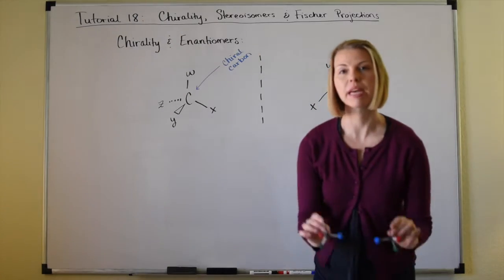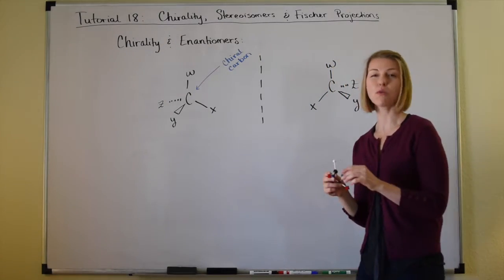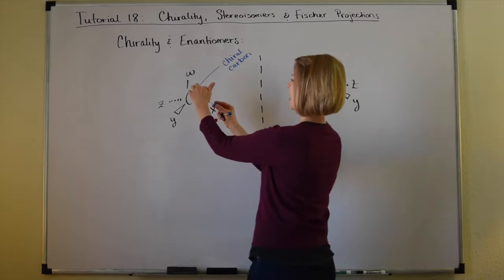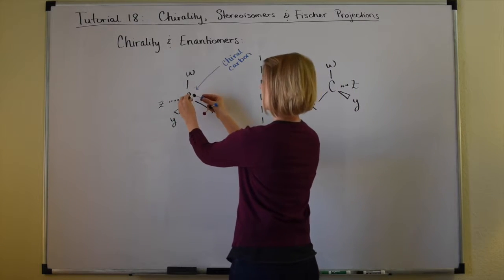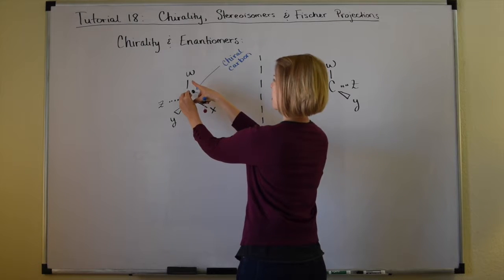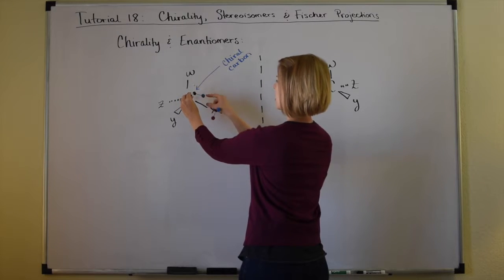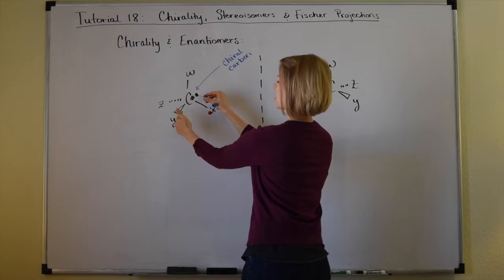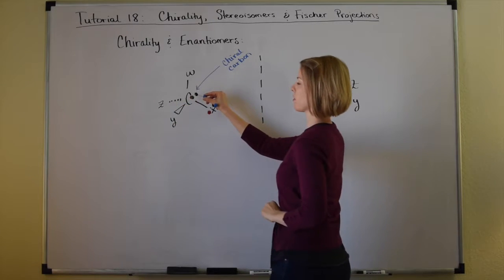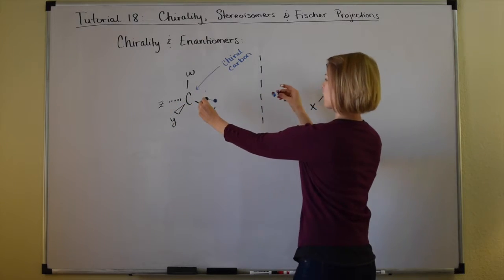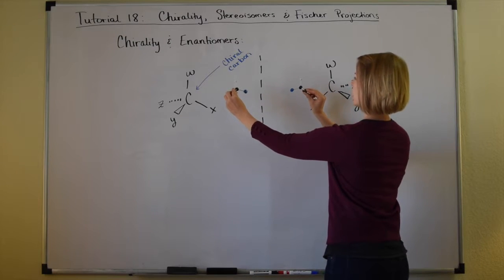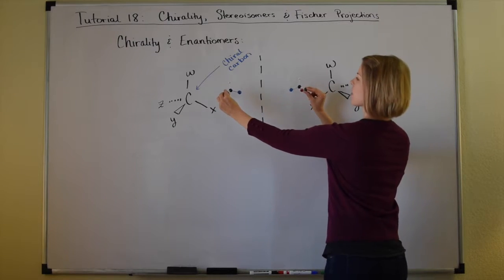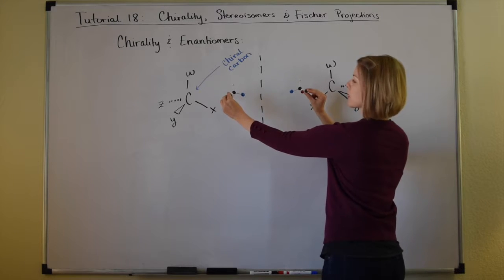So I went ahead and made 2 models just to hopefully convince you of this, and I just made different colors here to show 4 different substituents. So let's hold this up here, so W and X, and then Y coming out at you, and Z going away from you. It's mirror image over here. So the blue is reflecting, the red is reflecting, and the green is reflecting. So these are mirror images.